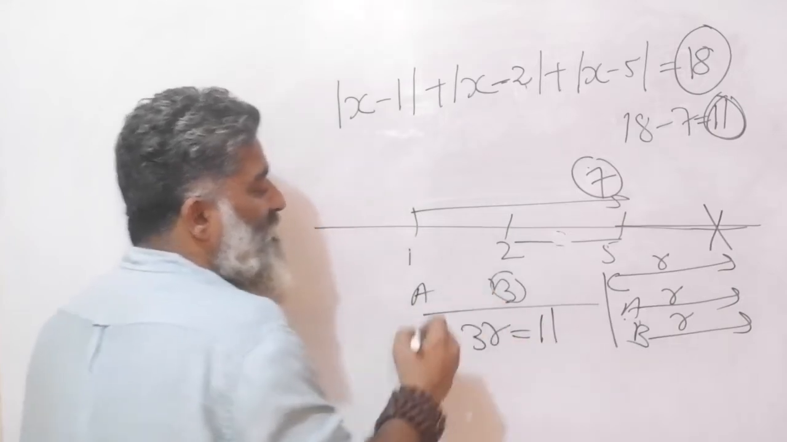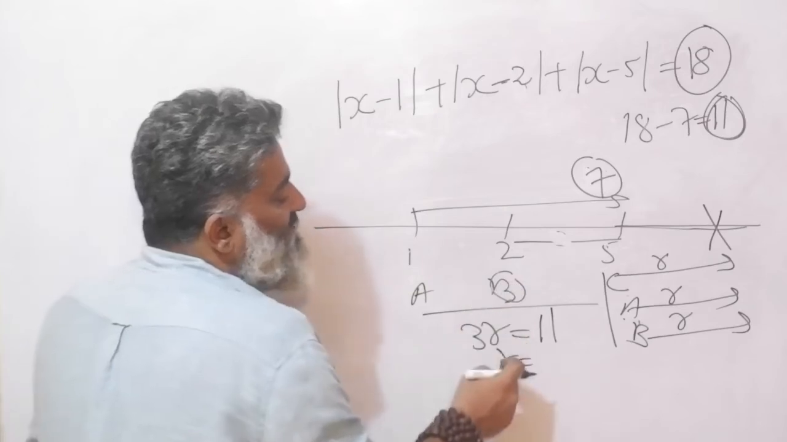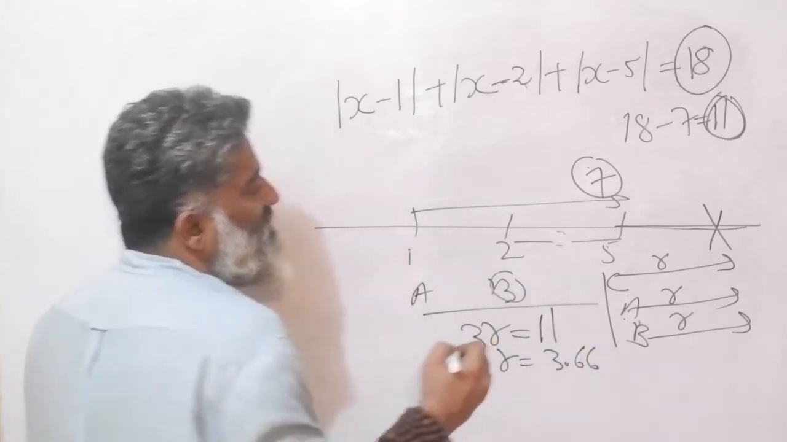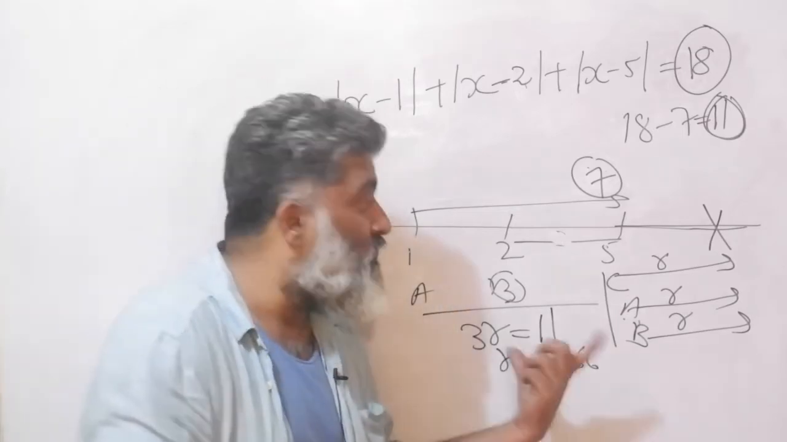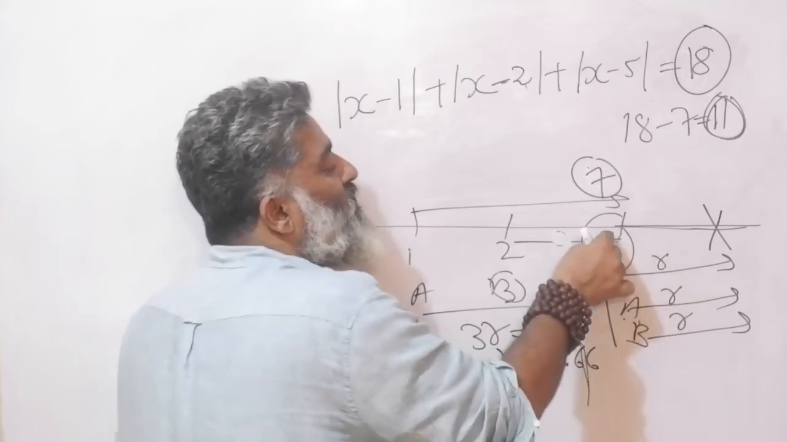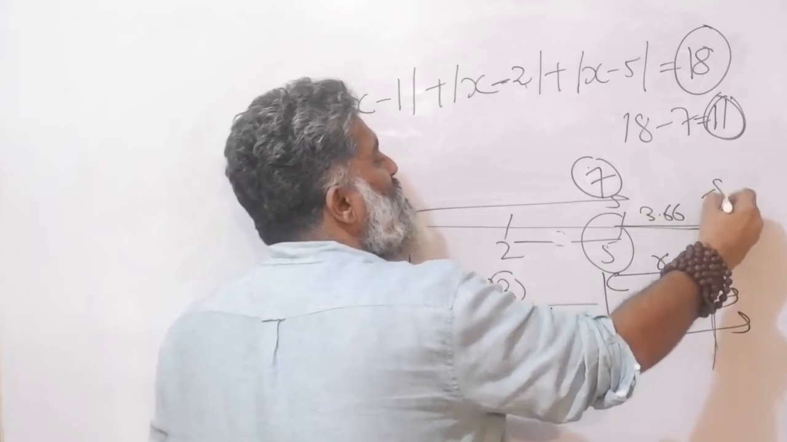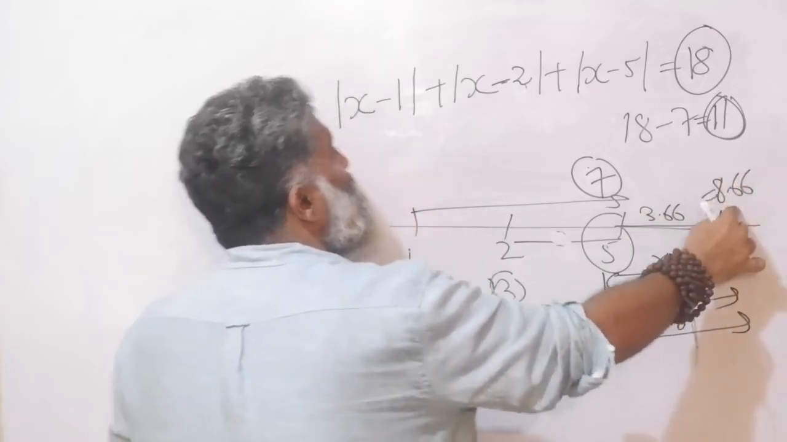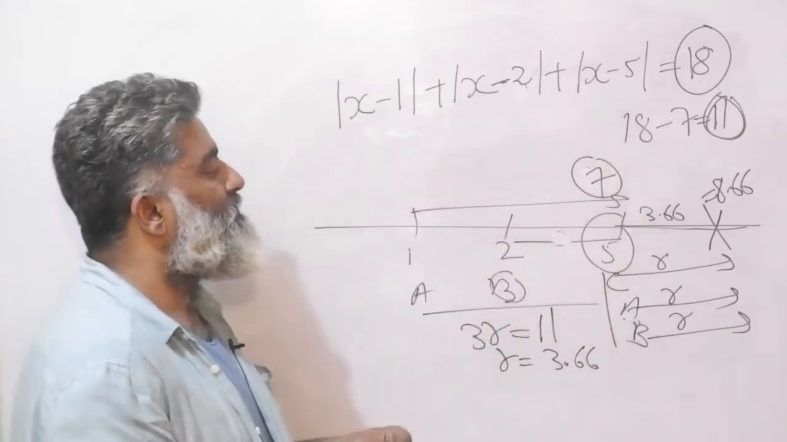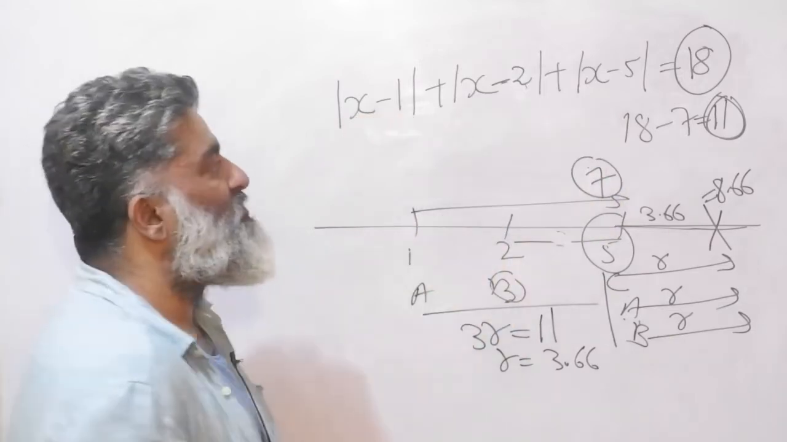3R is equal to 11. So R is equal to 11 by 3, which is going to be 3.66. And 3.66 from where? From this point, from the house of C. So from 5, 3.66 gives you X is equal to 8.66. Check for yourself also, put 8.66 here and try and see whether the value is right or not.